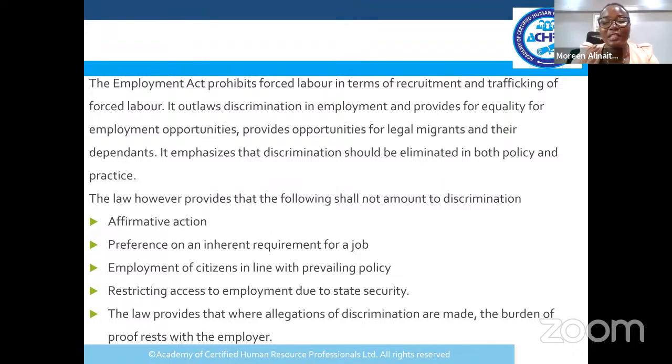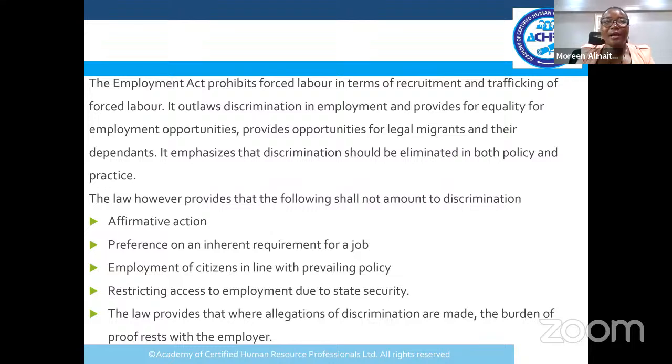I will not go into the details of that, but there may be a preference on inherent requirements for a job. Employment of citizens in line with prevailing policy. For example, in Kenya, if you want mostly these government jobs, requirement number 1, you must be a Kenyan citizen. This one is there to protect the integrity and employment for citizens.